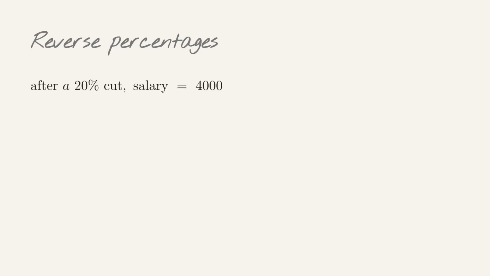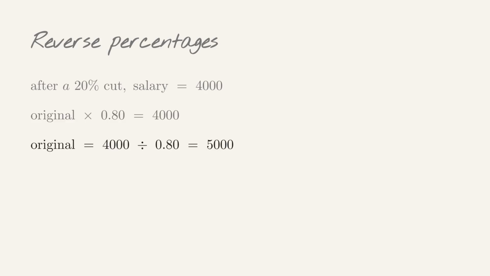If a 20% cut leaves a salary of 4,000, then 4,000 is 80% of the original. So divide, don't multiply. 4,000 over 0.8 is 5,000. When the question gives you the value after a change and asks for the original, you divide by the factor.